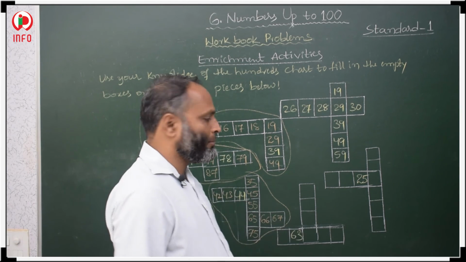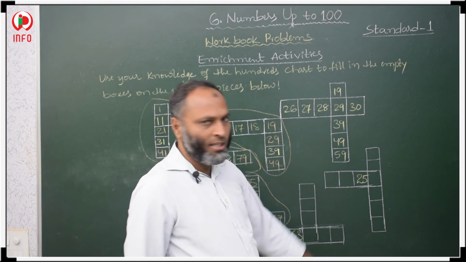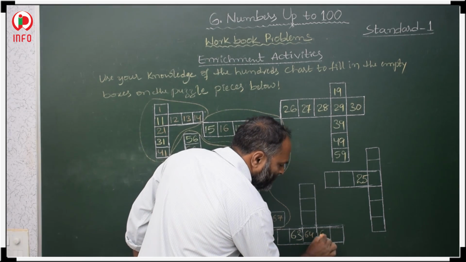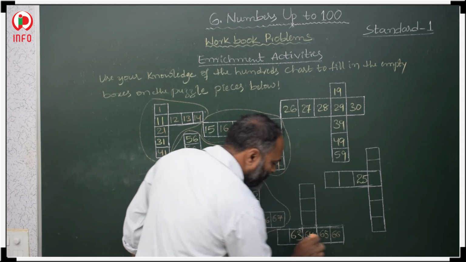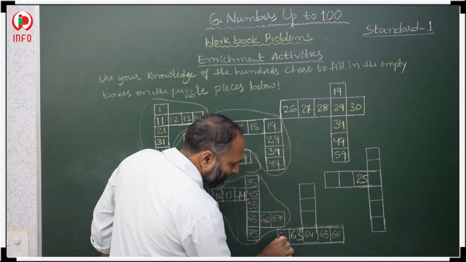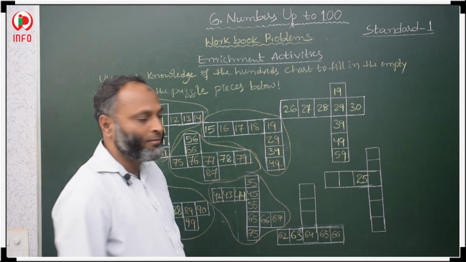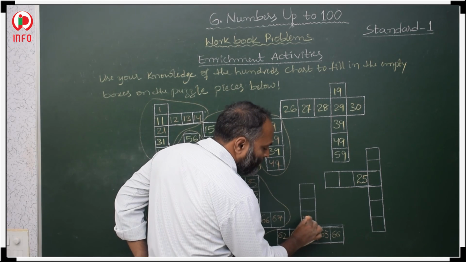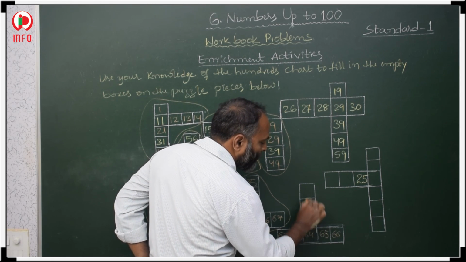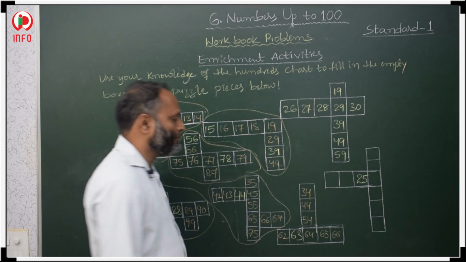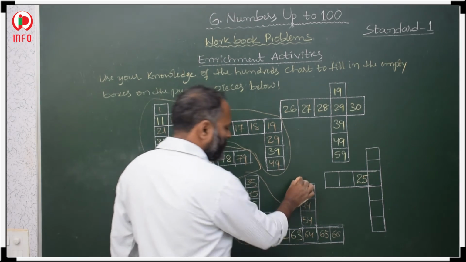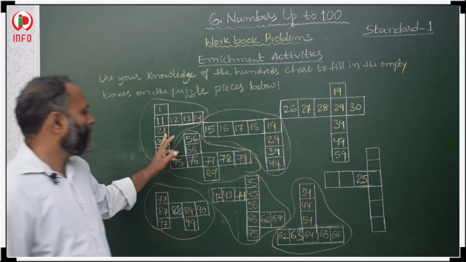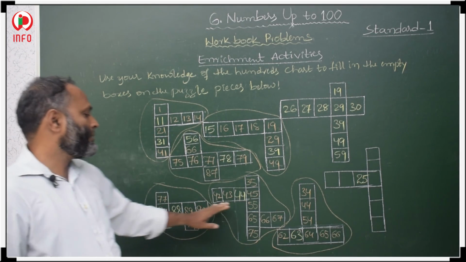Now how to complete this one? This is horizontal, so we write serial numbers. 63 is given: 64, 65 and 66. Before it we also write 62. This is vertical, so 64, then 54, 44, 34 we write. This sixth part is over. First, second, third, fourth, fifth, sixth.